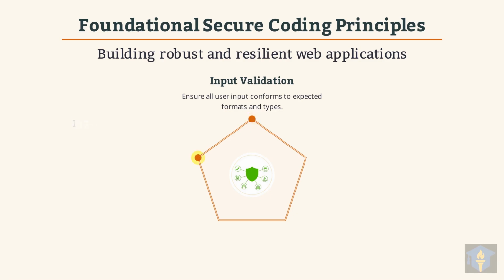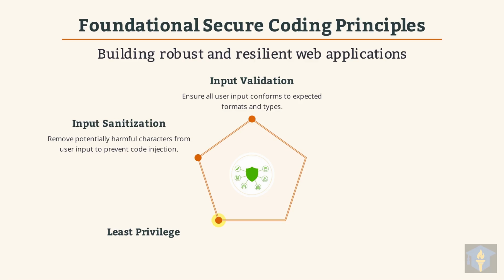Next, we have input sanitization, which works hand in hand with validation to prevent vulnerabilities. This involves removing any potentially harmful characters from user input to effectively prevent code injection attacks. The principle of least privilege dictates a crucial approach to access control within your system. Always grant only the absolute minimum necessary permissions for both users and system processes to function.